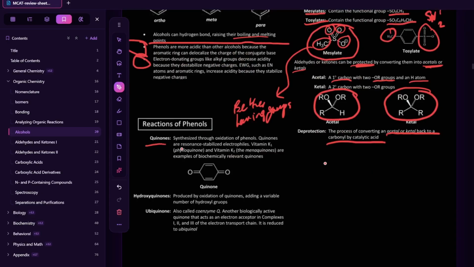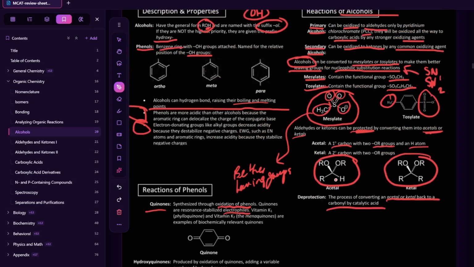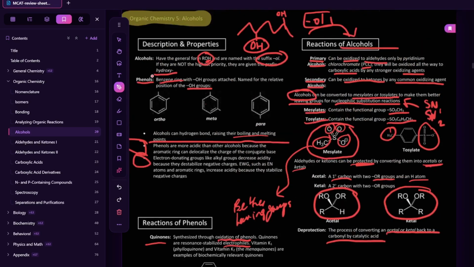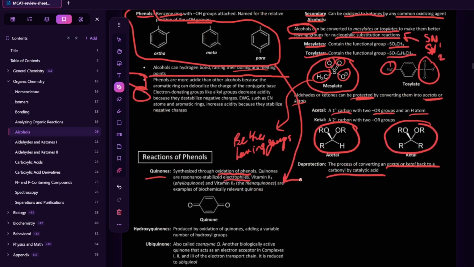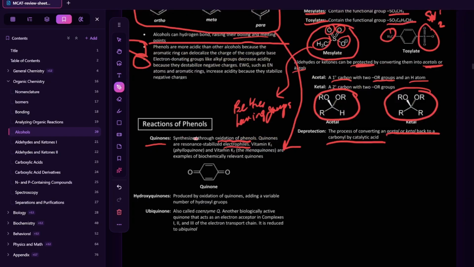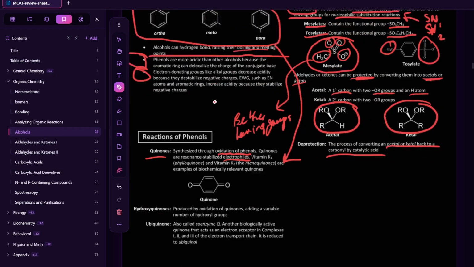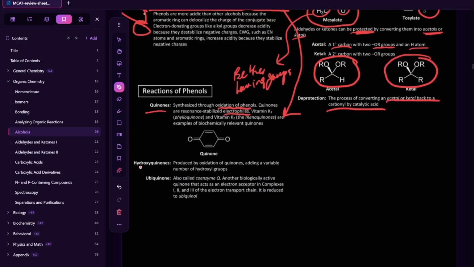Reactions of phenols. Quinones are synthesized through oxidation of phenols. Quinones are resonance stabilized electrophiles. Vitamin K1 and vitamin K2 are examples of biochemically relevant quinones. Here's an example. So remember we reviewed phenols, right? So these are phenols. And so when we talk about phenols down here, that's what we're talking about. They are synthesized via oxidizing these phenols, and then that's how you get a quinone. Hydroquinones are produced by reduction of quinones, adding a variable number of hydroxyl groups. That's also a typo over here.